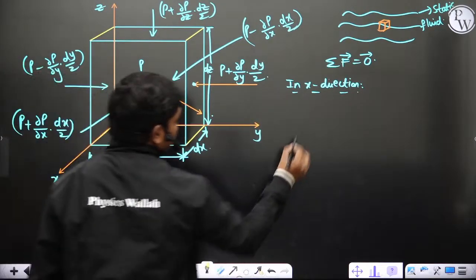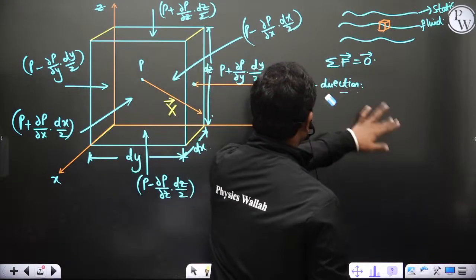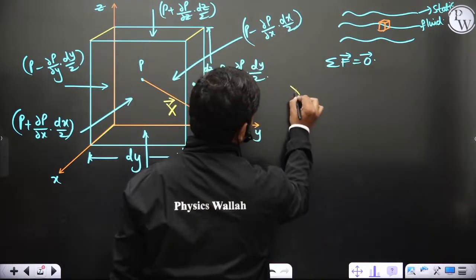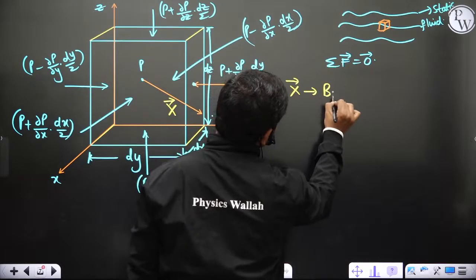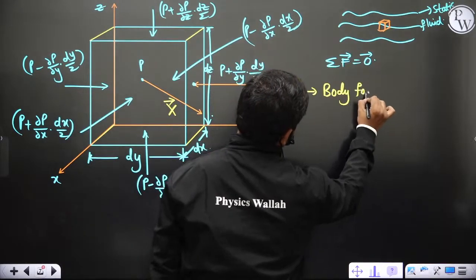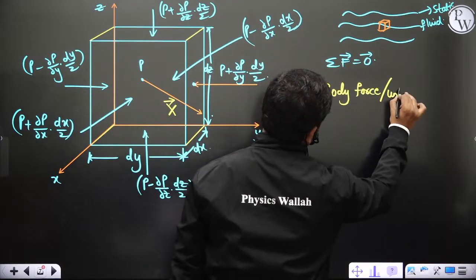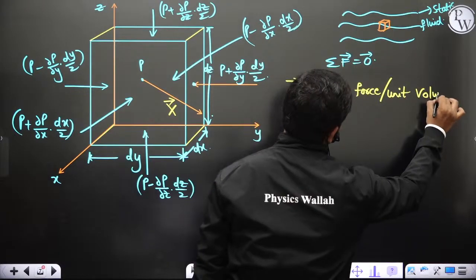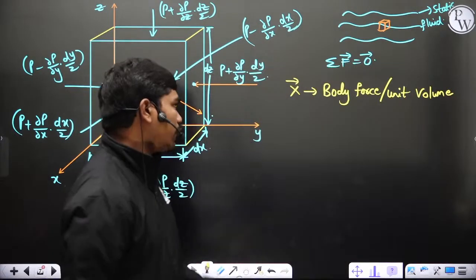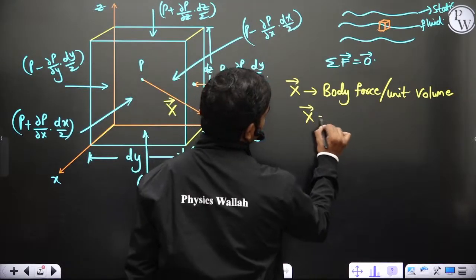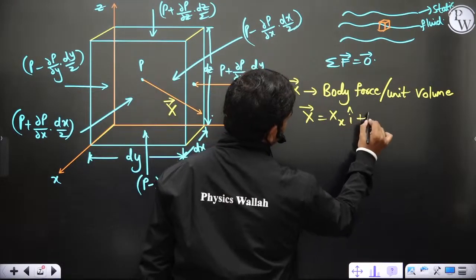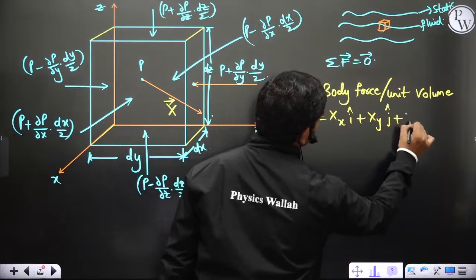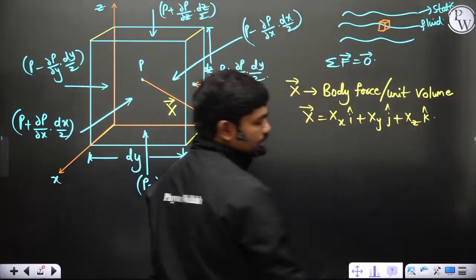Okay, x bar is nothing but body force per unit volume. Okay, so let us suppose if I take this body force per unit volume, and obviously this x can be written as xxi plus xyj plus xzk, for example. Okay, so let us suppose there is some body force.